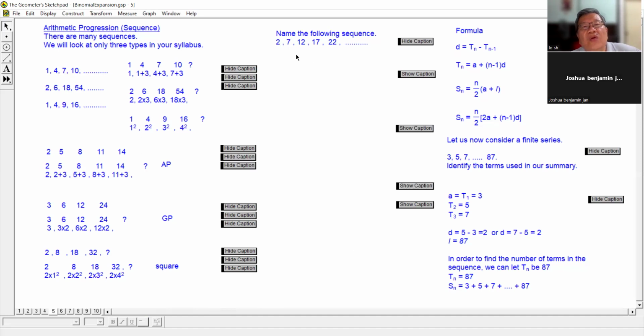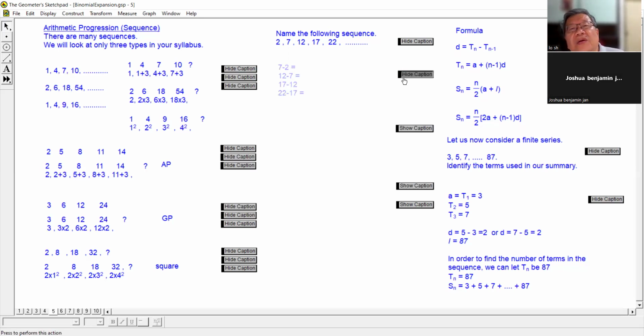Can you tell me what sequence is this? Arithmetic or geometric? Arithmetic. This one is arithmetic. How to get the number? What is the number that we proceed from one term to another? Adding 5. The number 5. How do you get the number 5? 7 minus 2, 5. 12 minus 7, 5.